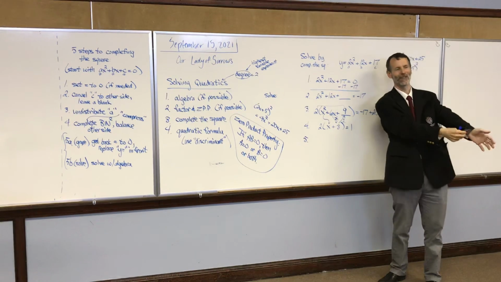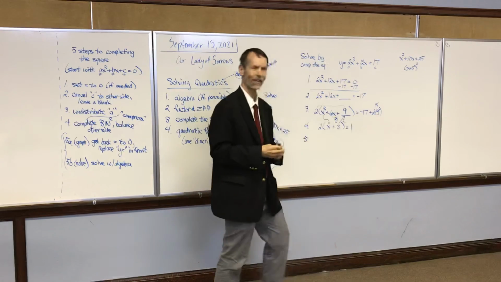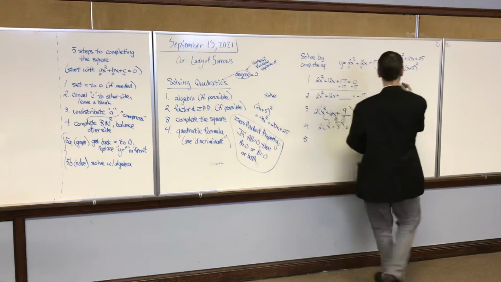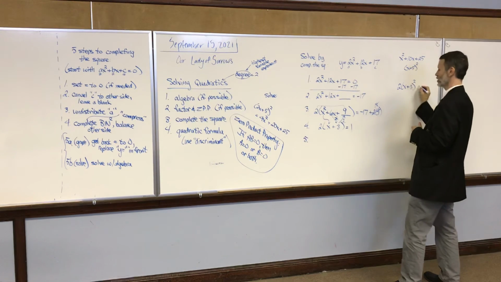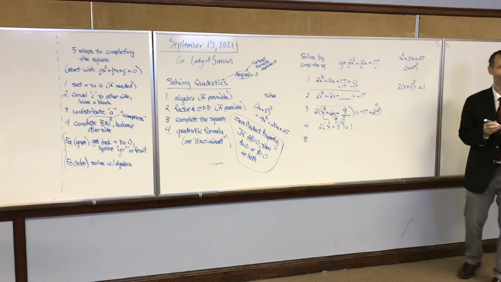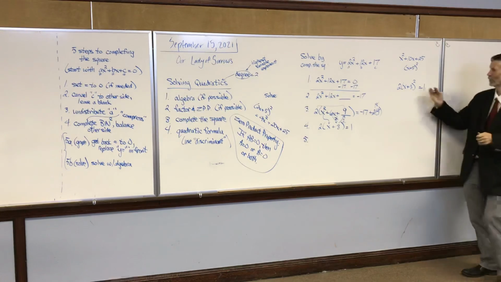Presto, change-o, nothing up my sleeve. Tell me how to solve this. Well, math people, 2 times the quantity x plus 3 squared equals 1. Tell me what to do. Oh, math whizzes. Mary, I want to get x by itself. What would you get rid of first?